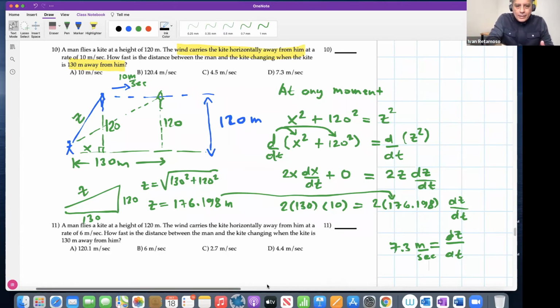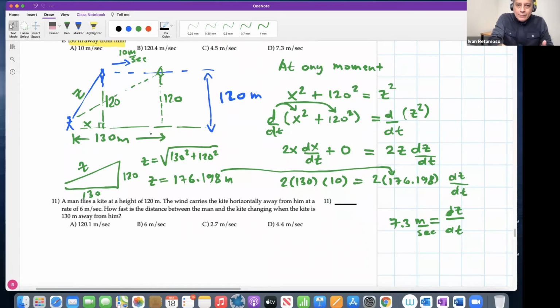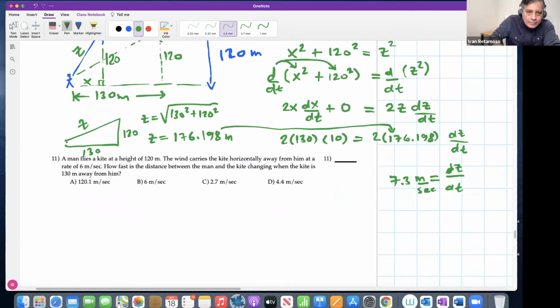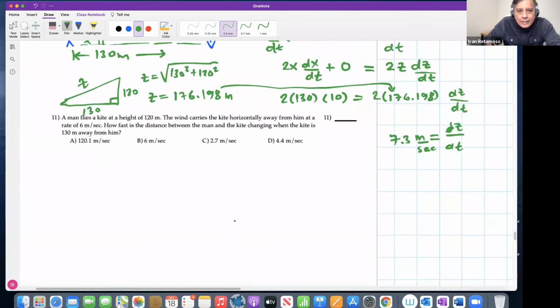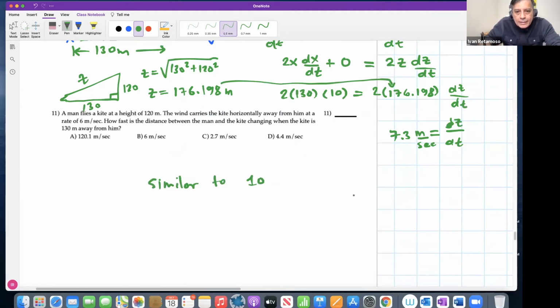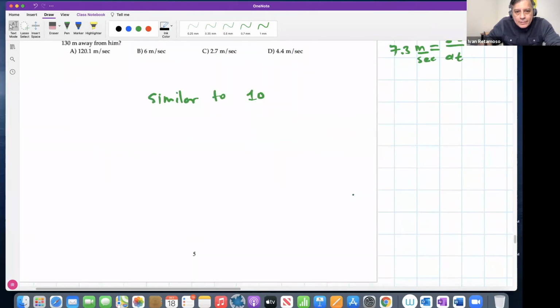Yeah, this problem 11 is similar. So I'm going to leave this for you to do at home. Instead, I'm going to try to go over other forms that you're going to need for your homework and perhaps for the exam that's coming up in November, I think. All right. So this guy is similar to 10. So you can do it at home, but let's explore this other form.